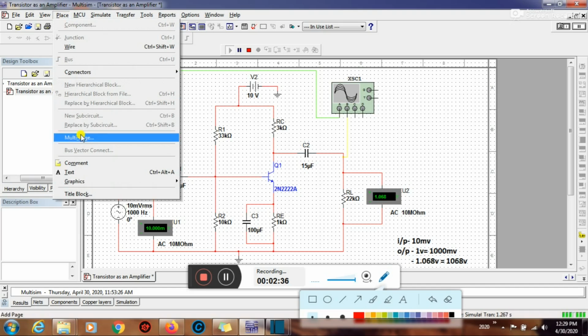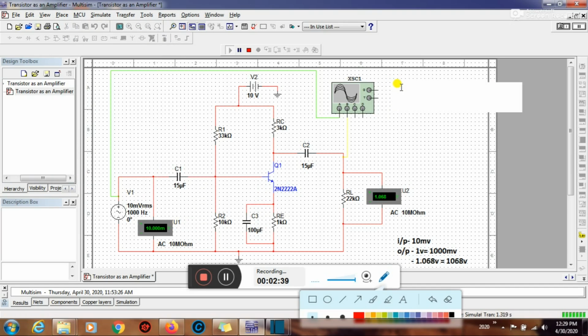Here I am again taking one text box for the equation of the gain. Basically gain is equal to output divided by input. So this is the equation of gain. You can clearly see the output is 1068 millivolt, divided by the input, which is 10. So the answer for this gain is 106.8. So your gain is 106.8.